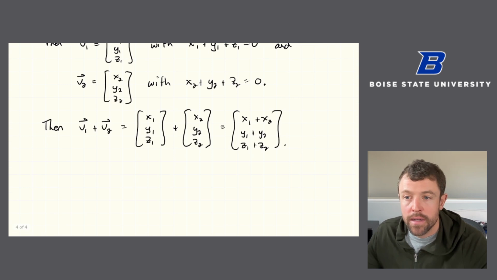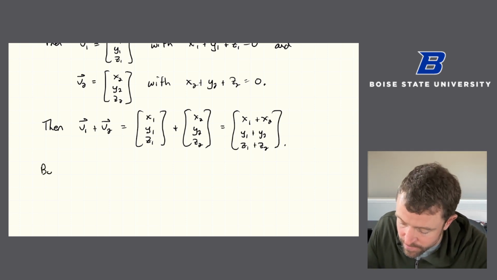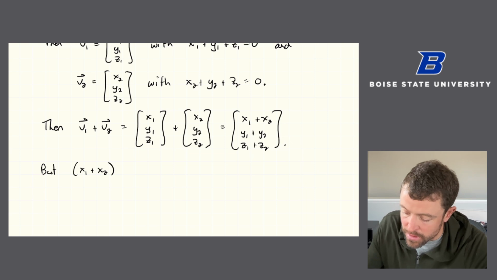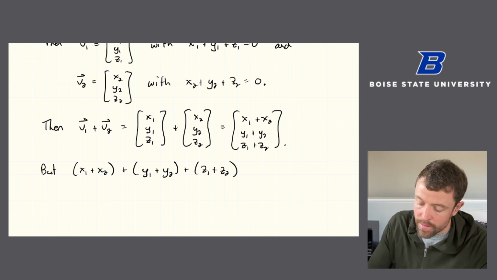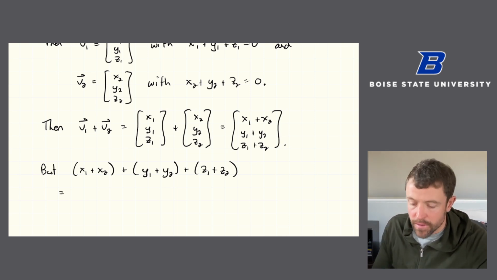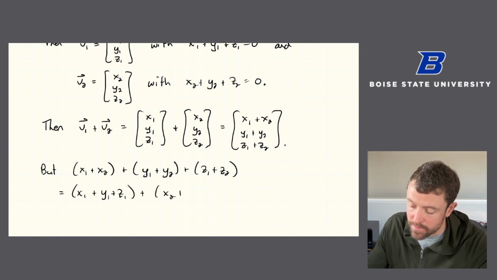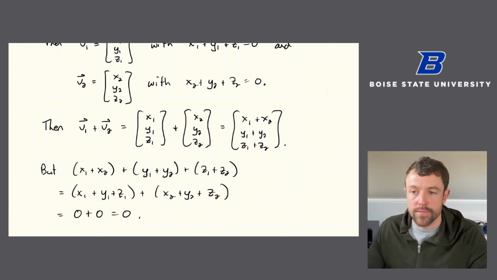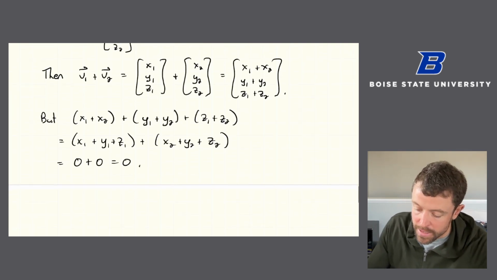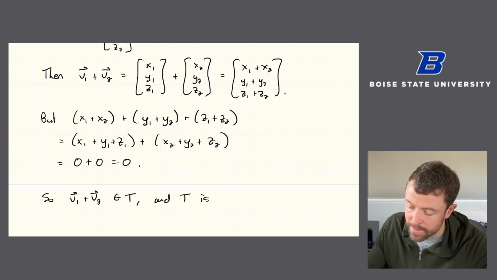So I'm almost done. I'm trying to show that this thing is in the set, and the defining characteristic of the set is what happens when I add up all the coordinates. So what happens if I add up all these coordinates? If I rearrange this, because addition is associative and commutative, I can put the x1s, the y1s, and the z1s together. That doesn't change what they add up to. And I get 0, which is what I wanted. So this means what I've shown is that v1 plus v2 is an element of T, and T is closed under addition.